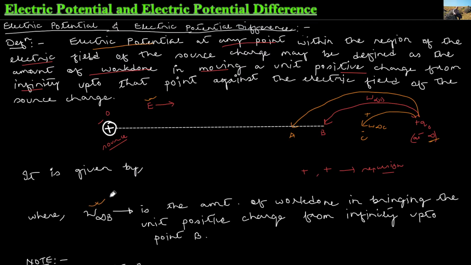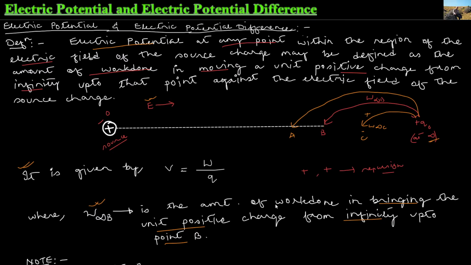So over here, the work done is in bringing the unit positive charge from infinity up to the point B. Now you have to represent that formula. The formula will be denoted by V, and V is equal to W divided by Q.